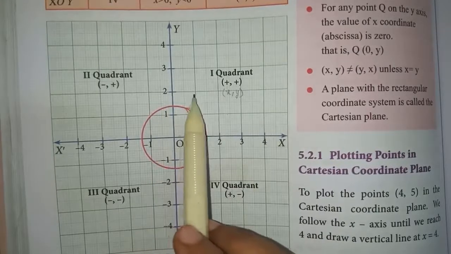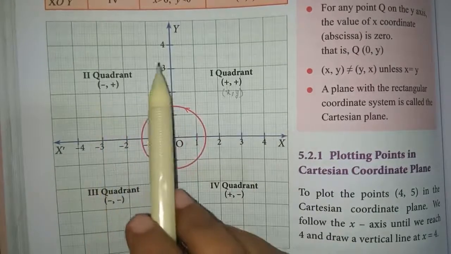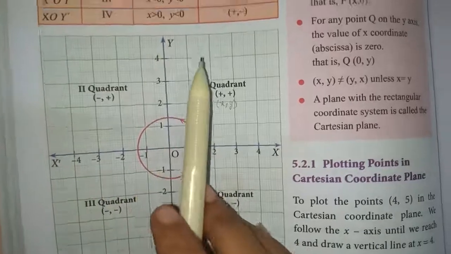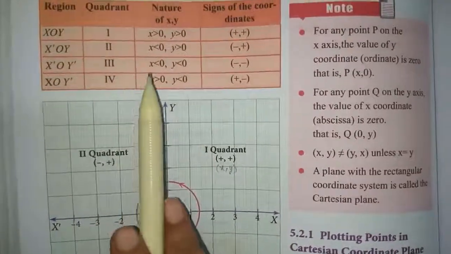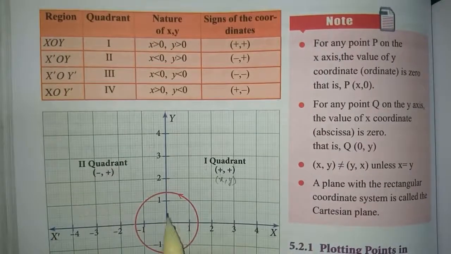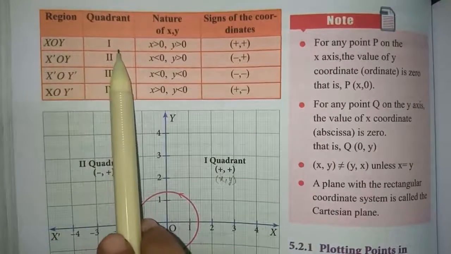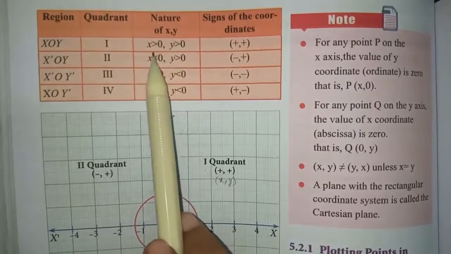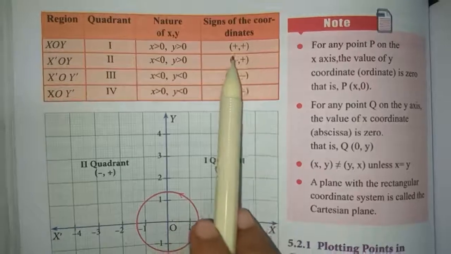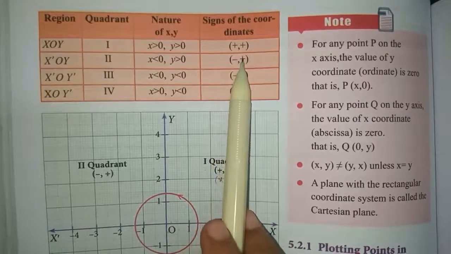Then you move on to the second quadrant. So second quadrant is x dash o y. So in this tabular column also you can see the first region is x o y. So this is x o y, that is your first quadrant. So nature of x y is x is greater than 0 comma y is greater than 0. Then sign of the coordinates is positive comma positive.